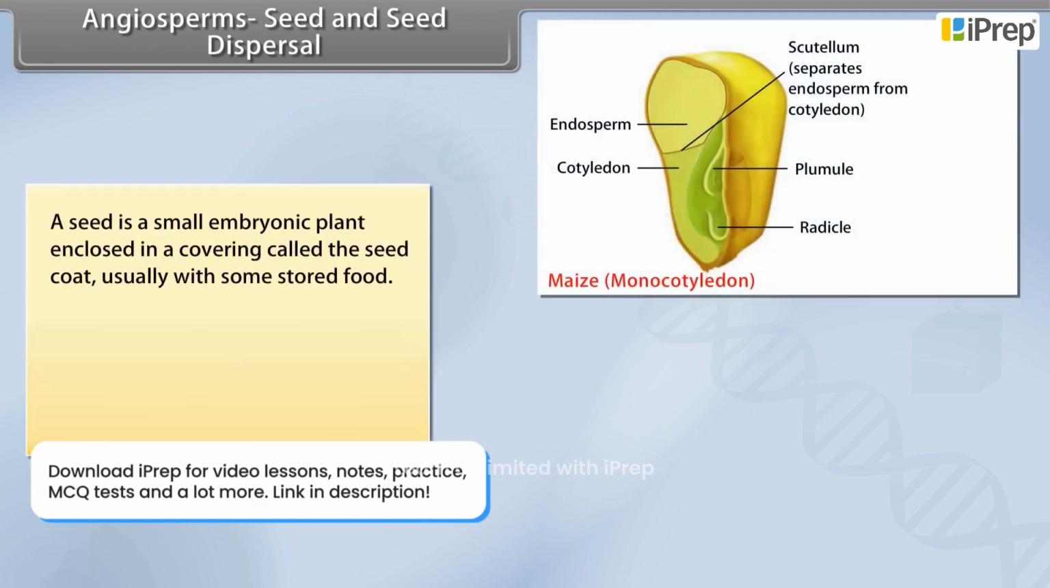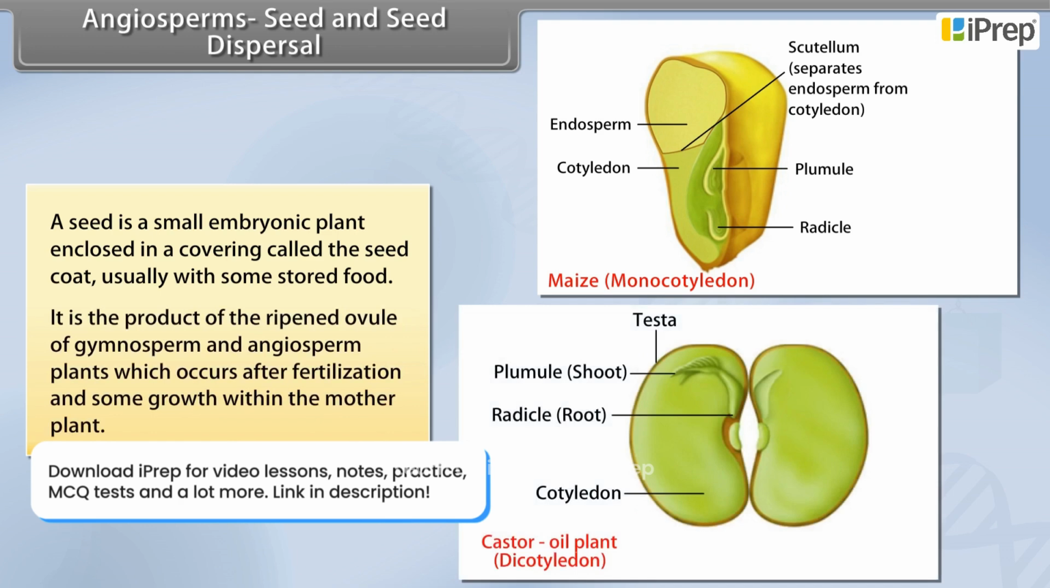A seed is a small embryonic plant enclosed in a covering called seed coat, usually with some stored food. It is the product of the ripened ovule of gymnosperm and angiosperm plants, which occurs after fertilization, and some growth within the mother plant.